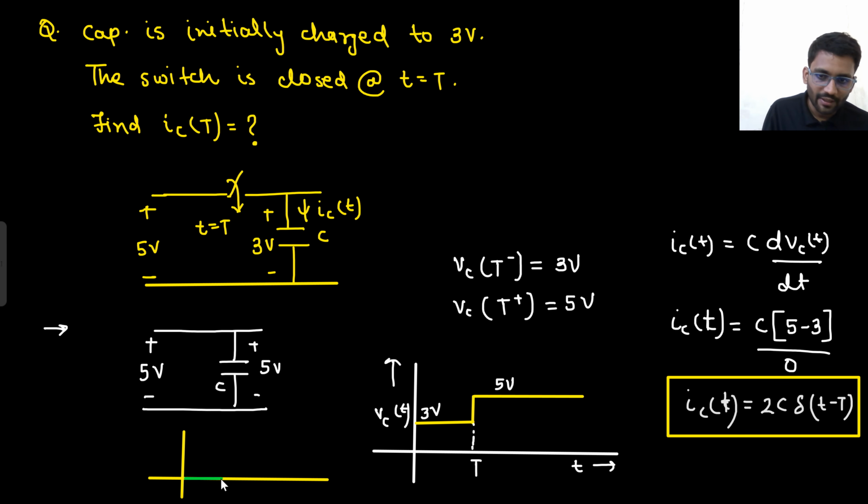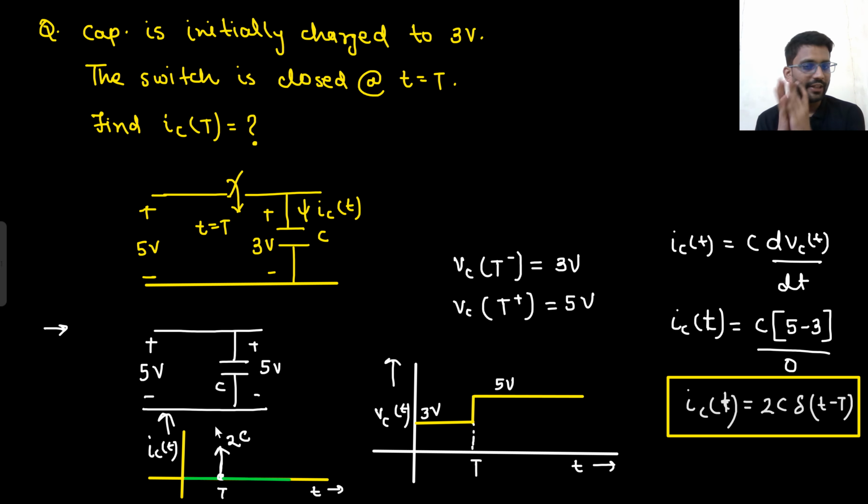Now at time t, what is happening? At time t, this is not constant. There is a jump from 3 to 5 volt. So there is a jump of 2 volt. So there will be an impulse of 2 delta t, but it will be multiplied with C. So the impulse will be 2C. This is the ICT we are drawing, and then after that it is again constant, so again it will be 0. So only there is an impulse, that is 2C delta t.